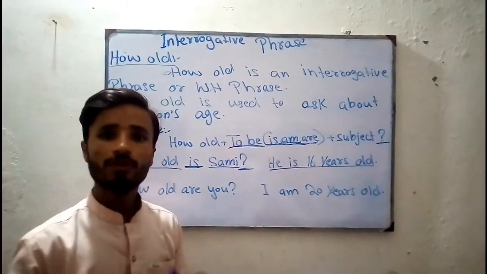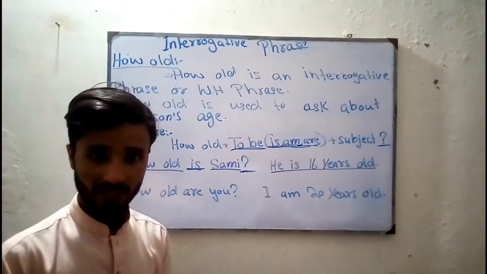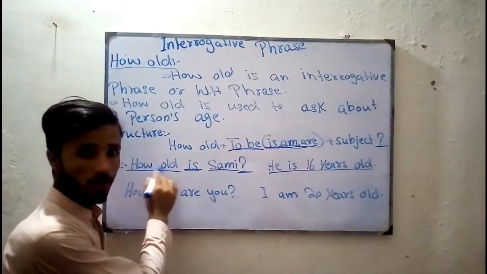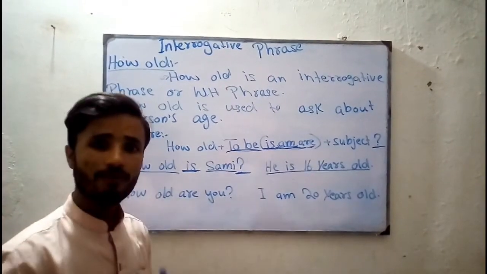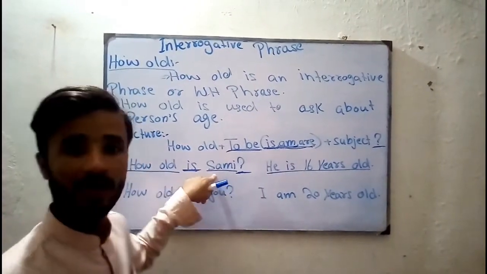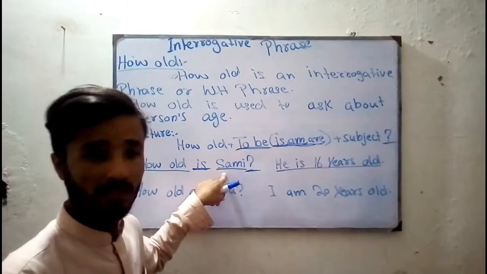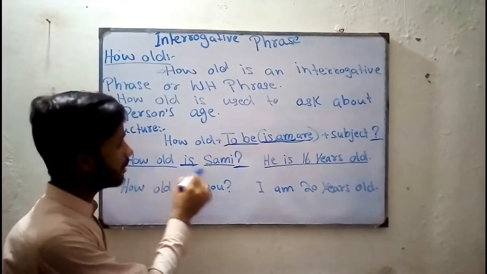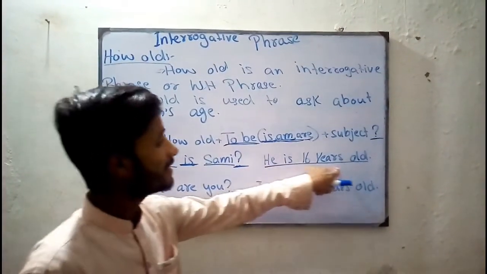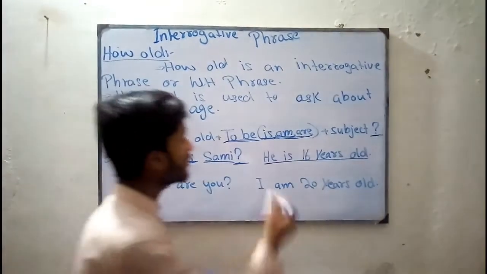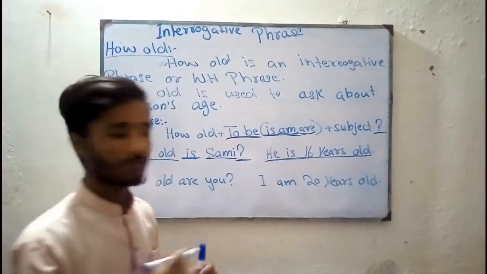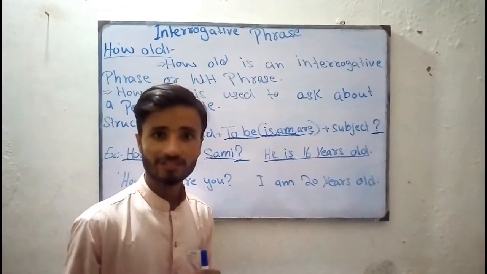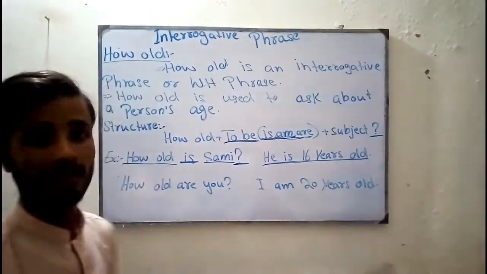Now I told you that whenever you want to know about someone's age, then we have to make a question with "how old". In this example, I made a question, how old is Sami? I want to know about Sami's age. He is 16 years old. After replying, I came to know that Sami is 16 years old. Is this clear?